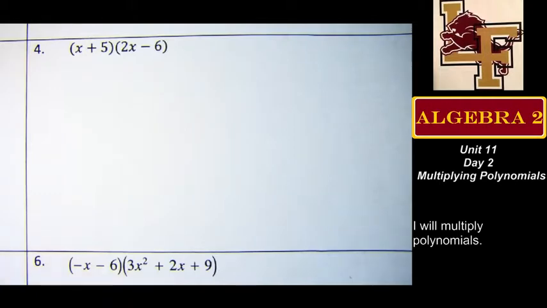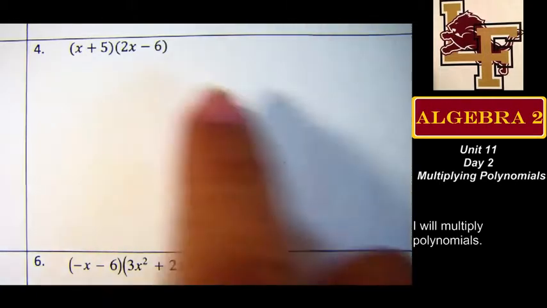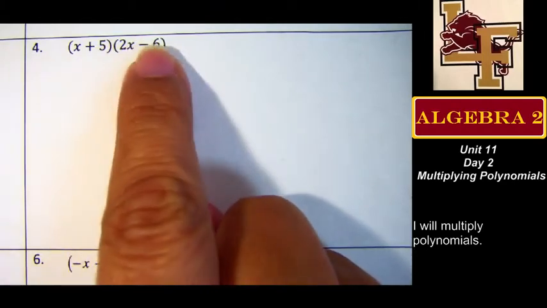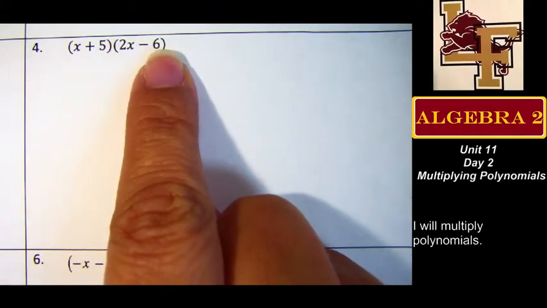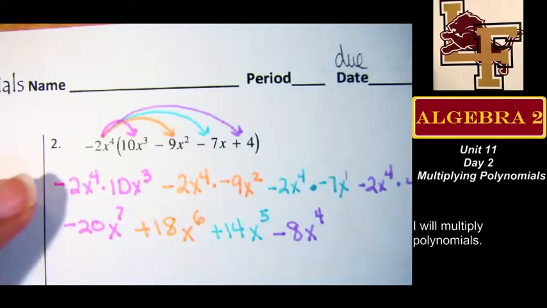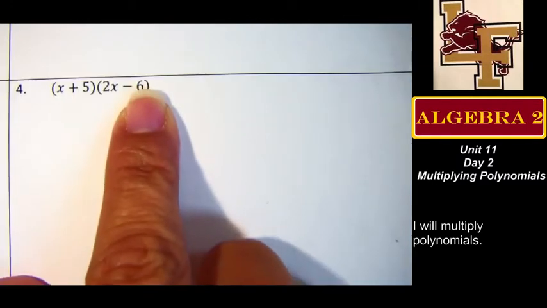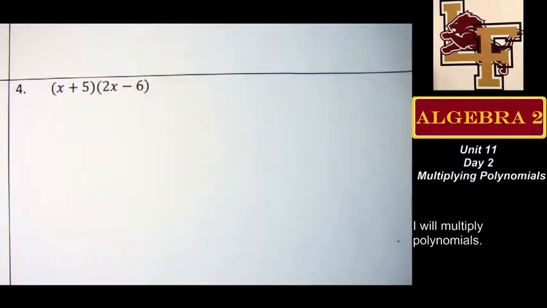Binomial means I got two terms. Look, I got two terms. I got two terms. And distribution is that stuff, distributing. But I'm distributing with things that have two terms. So binomial distribution. That's the proper term.